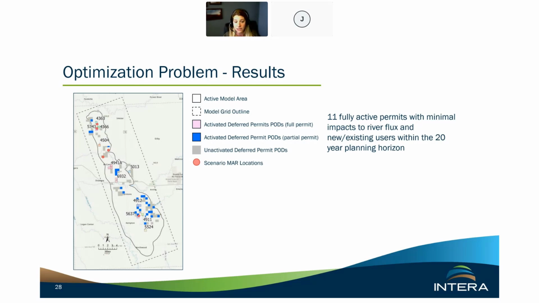So MAR did have a really big impact on this solution, and we were actually able to find, the optimizer really found 5 MAR locations that could really support more deferred permit activation while still maintaining a minimal impact on the environmental conditions.